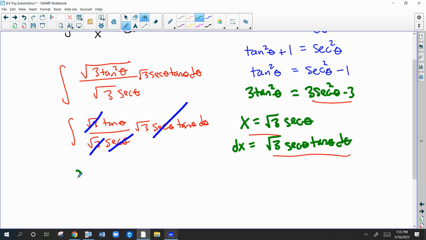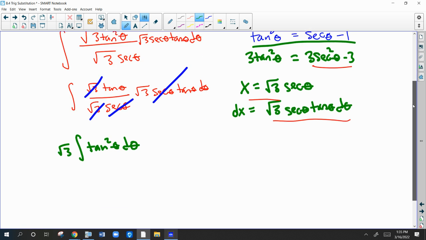This just comes down to the integral of root 3, our constant, times tangent squared theta d theta. Now that would be an easy one if we only knew what the integral of tangent squared was. There are no derivatives that become tangent squared, but there are derivatives that become secant squared. So if we could change this into secant squared, that would be nice. And look up here: tangent squared is secant squared minus 1.